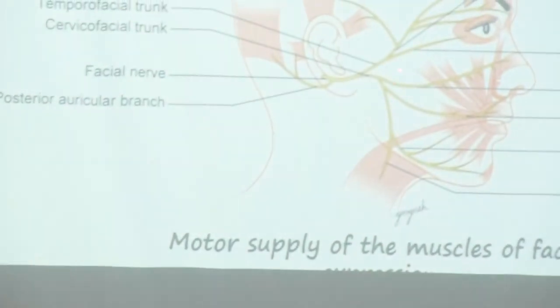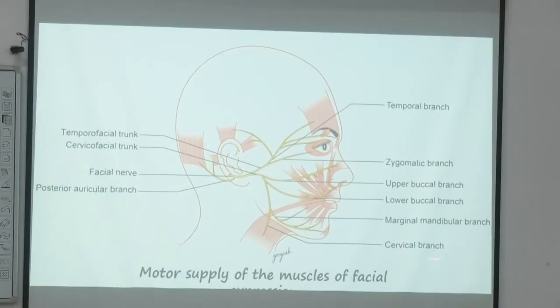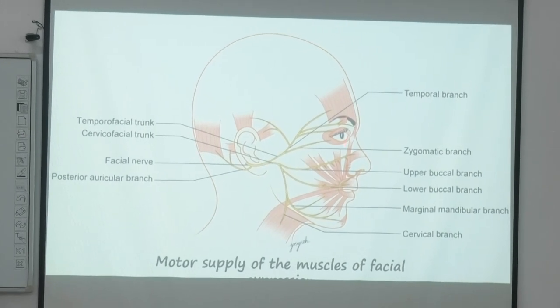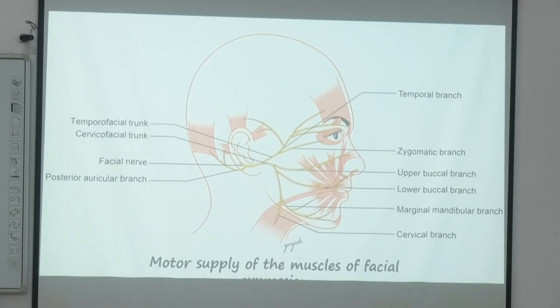See, these are the five branches. The facial nerve is divided into five branches. Here is the temporal branch, this is the zygomatic branch, this is buccal. Here is the marginal mandibular along the margin of the mandible, and going to the neck is the cervical branch. See here, the cervical branch is supplying the platysma. Okay. Next.